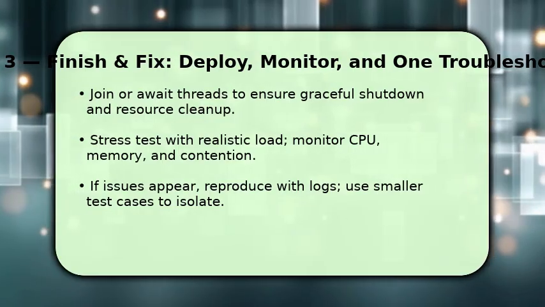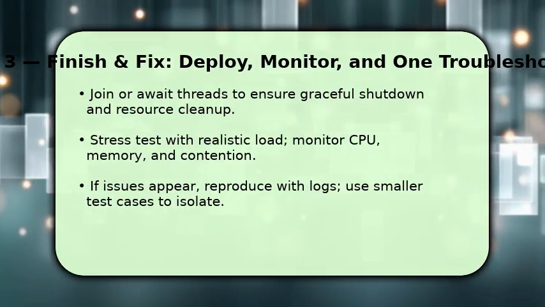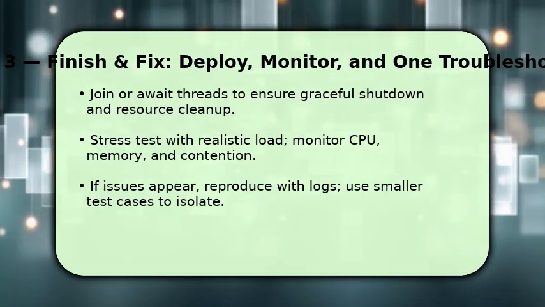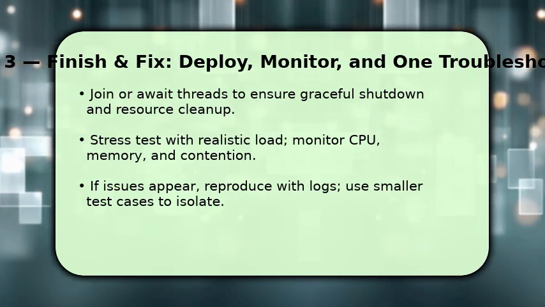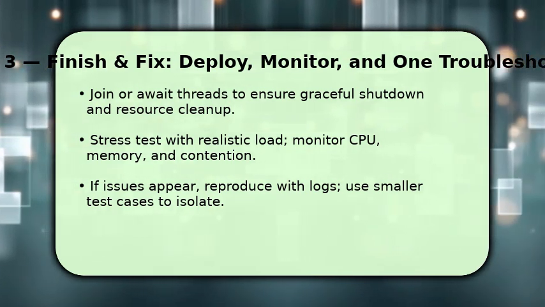One key troubleshooting tip: if intermittent failures occur, add deterministic seeds and reduce concurrency. This often reveals race conditions that disappear under non-deterministic scheduling.